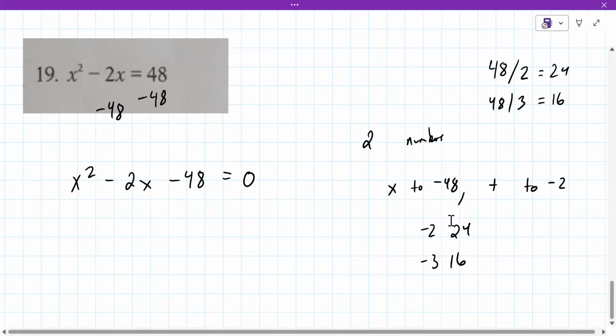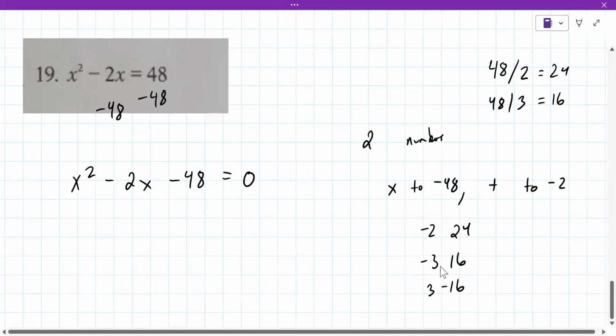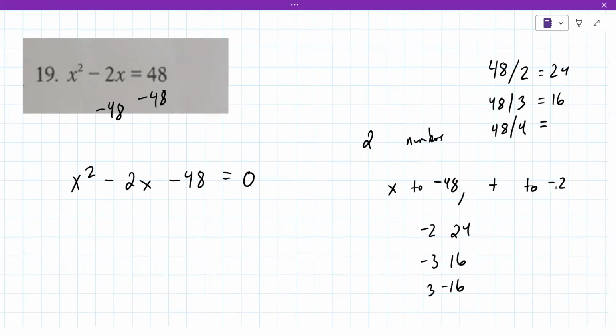That would be 13. 13. Now, if I switch the signs, like let's say I did 3 and -16, it just adds to -13. It's still too big, right? Yeah. Then do 48 divided by 4. That would be 4 and 12. Okay. Those add up to -2.